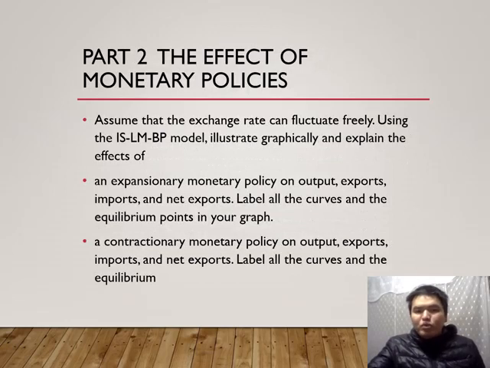Now we go to the crucial part, the effects of monetary policies. Assume that the exchange rate can fluctuate freely. Using the ISLM-BP model, illustrate graphically and explain the effects of an expansionary monetary policy on output, exports, imports, and net exports. Label all the curves and the equilibrium points in your graph. Then do the same for the effects of a contractionary monetary policy on output, exports, imports, and net exports. So now let's go.